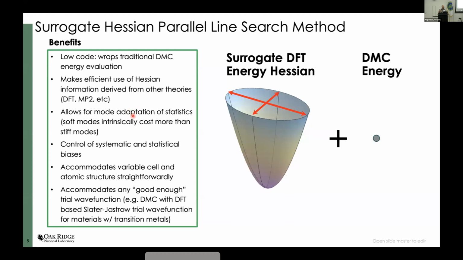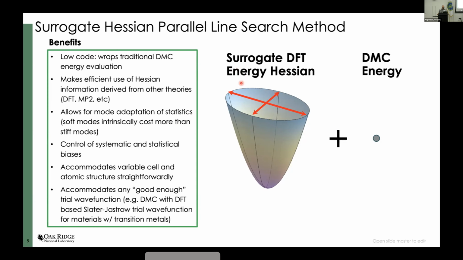The method I'll go through in more detail allows for mode adaptation of the statistics to enhance the efficiency, and has built-in control for systematic and statistical biases. You get to impose a requested tolerance on the structural parameters, and the method accommodates that. Another nice feature is that you can relax more than just the internal parameters in your crystal structure. You can automatically build in or use cell degrees of freedom just as naturally, so variable cell relaxation is not really any more challenging.